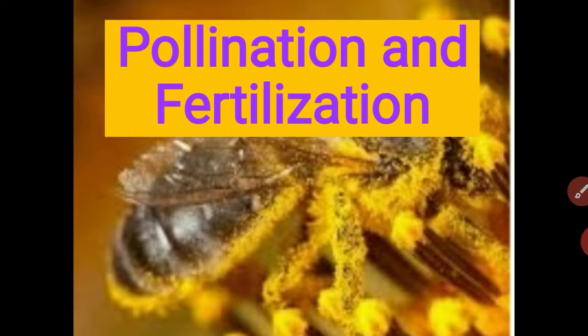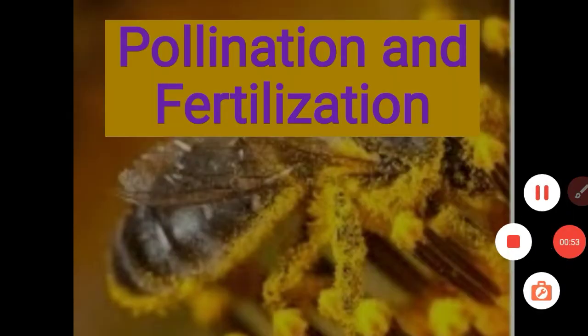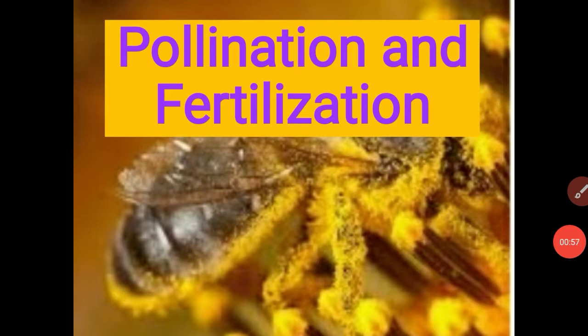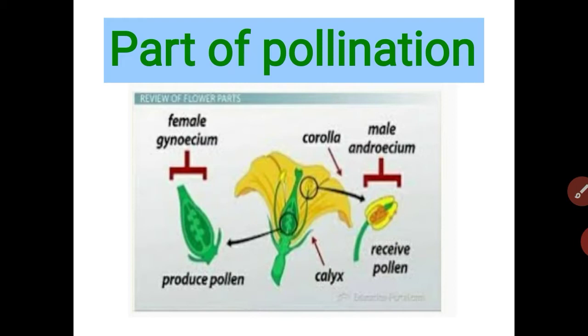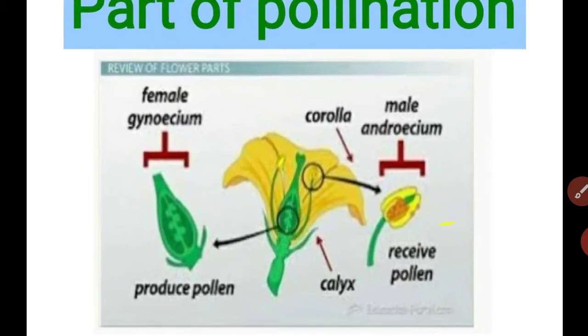The anther contains the pollen grain. The pollen grain is transferred from the anther to the stigma, after which the fertilization process is carried out. In this video, I am going to explain what the process of pollination is. Let us see what the actual process of pollination is. And in this topic I will explain which parts are required for pollination.